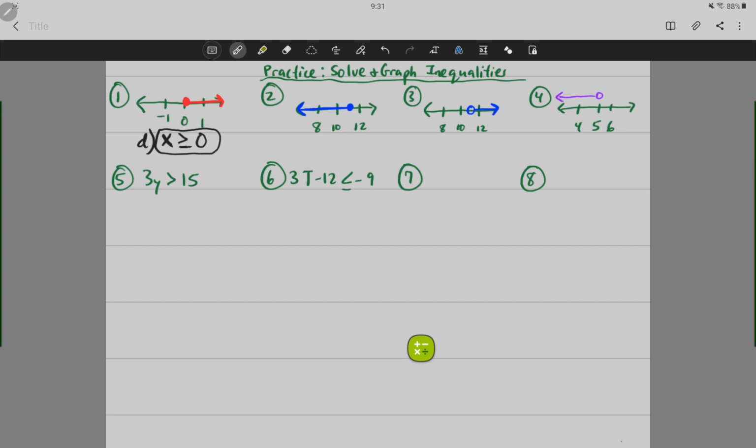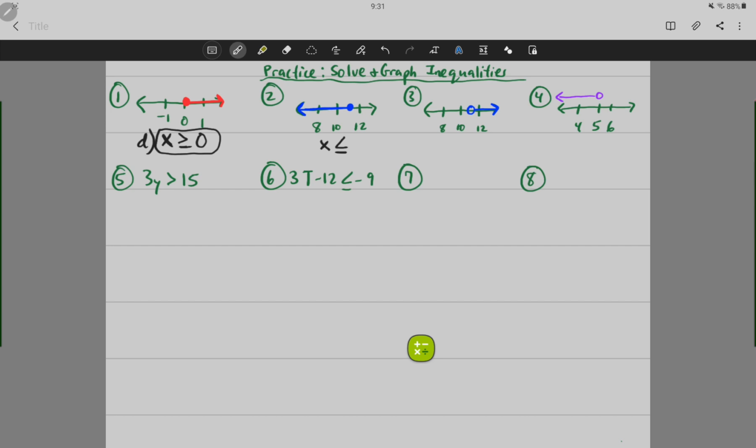Okay, number 2. Again, always look at our circle. This one is closed as well. That leaves our only two choices with less than or equal. Notice the arrow is going to the left, so numbers that are smaller. So we can again start with our variable for number 2. So x, this time it's less than or equal to.